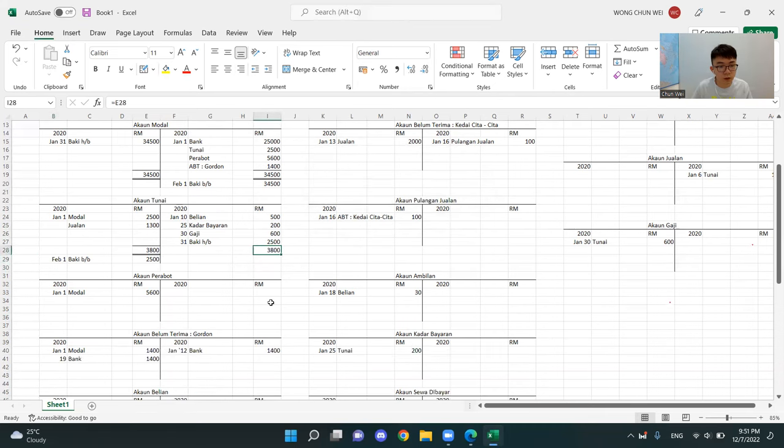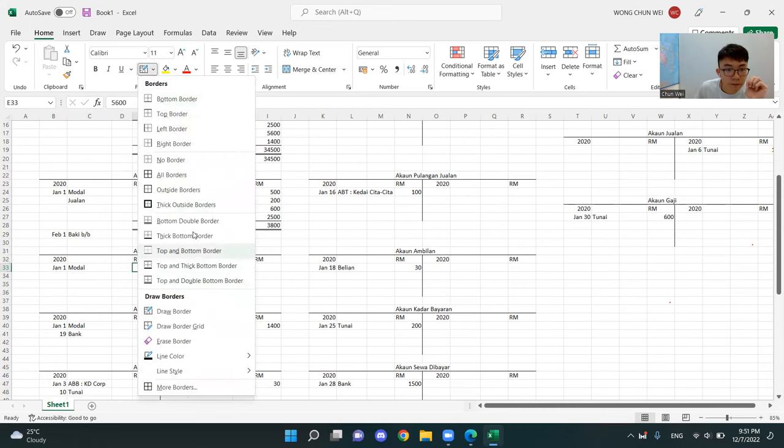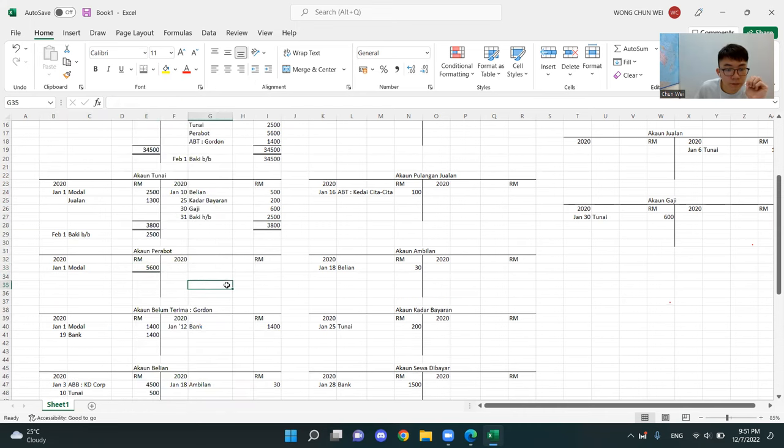Okay, then for account per abode, look at this account. It's easier. Why? Because only one figure. You don't have to add up anything, right? So here you can straight away put double line. 5,600 in the debit side and then the credit side double line as well. So you just put 5,600 like that, because you don't need to add.